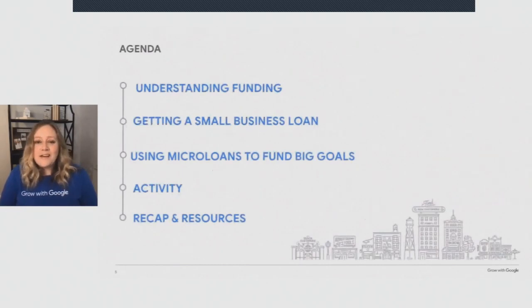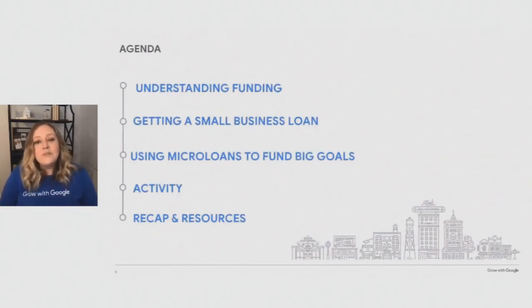Today's workshop has 5 sections. In the first section, we'll talk about the differences in funding options. Then we'll go deeper into what are called small business loans. Next, we'll talk about microloans. And then after that, we'll have an activity for you to try. And finally, we will provide some key takeaways and additional resources. Now, let's go ahead and get started.